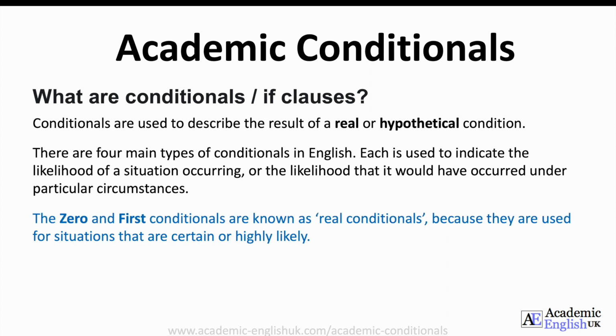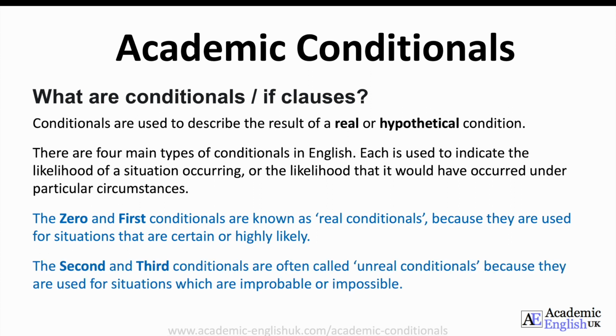The zero and first conditionals are known as real conditionals because they are used for situations that are certain or highly likely. The second and third conditionals are often called unreal conditionals because they are used for situations which are improbable or impossible.